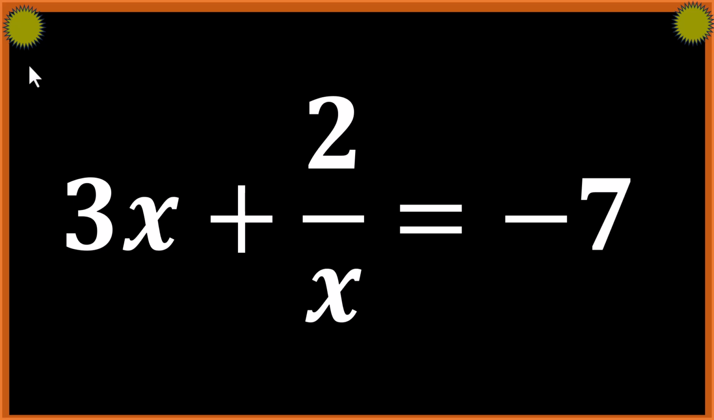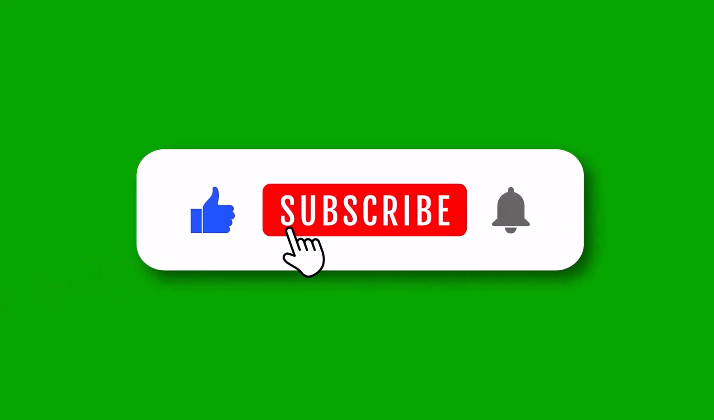We have 3x plus 2 over x equals -7. All right, let's get started.